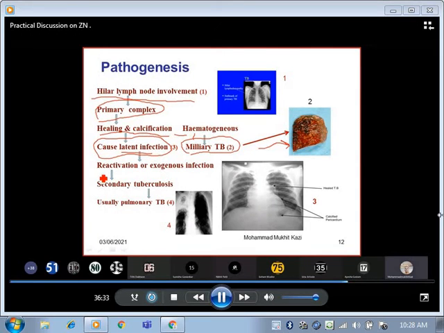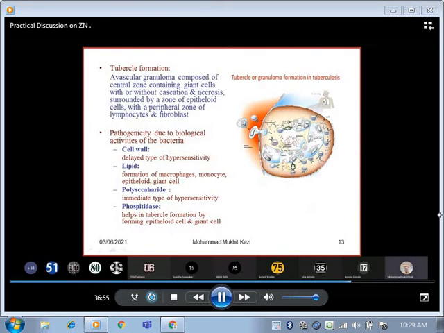Once the person has this Ghon foci or latent infection and they suffer from immunocompromised conditions such as HIV, the reactivation takes place and then they turn out to be tuberculosis. That is the secondary tuberculosis, and it is usually called pulmonary tuberculosis. You can see here the entire consolidation, cavitation occurs. Okay. What is the tubercle? This we may not ask you in the practical examination, but you have to know about this when you are attempting the long answer questions.